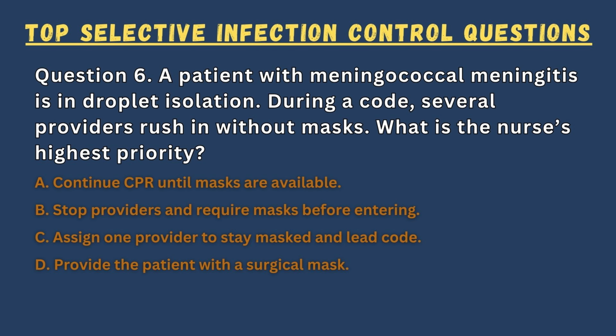Question 6. A patient with meningococcal meningitis is in droplet isolation. During a code, several providers rush in without masks. What is the nurse's highest priority?